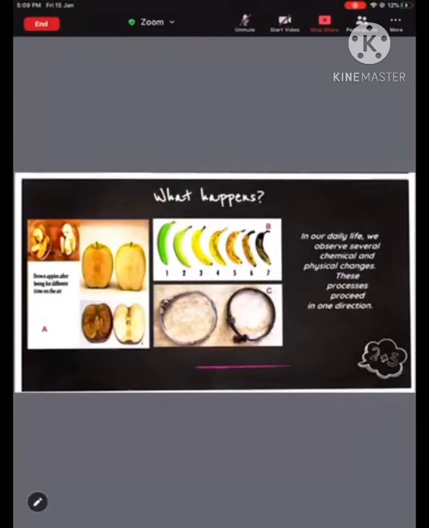When you see image A, you can find the apple which is cut open and kept will turn brown in color. The skin will turn brown. In image B, you can find the ripening process of the banana. Initially, the banana peel, which is green in color, will undergo a range of color changes and finally it will turn black and finally it will decay.